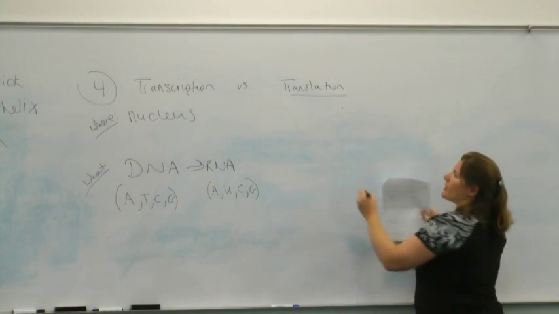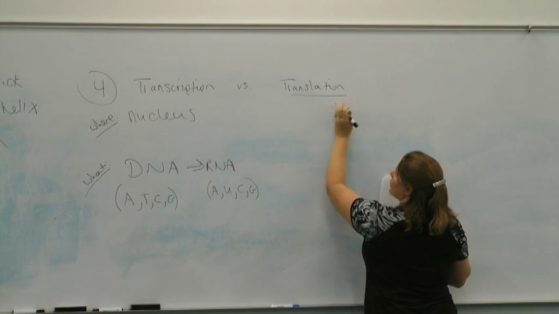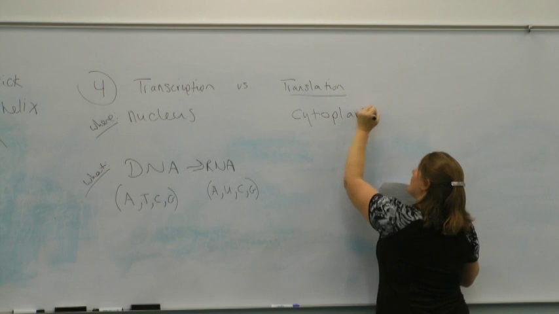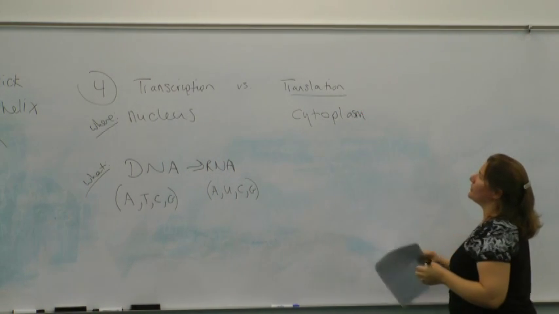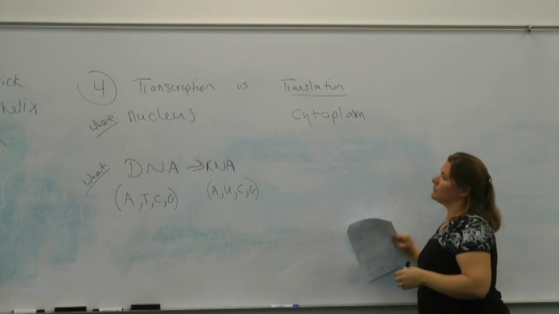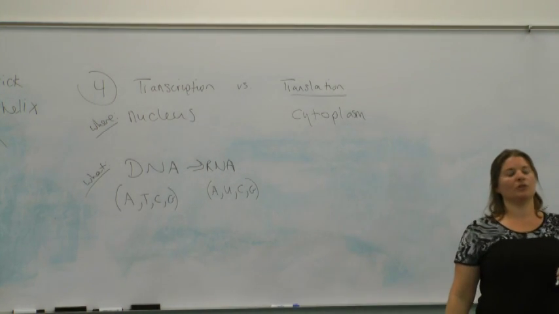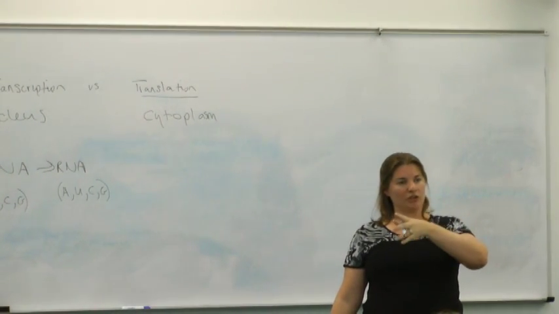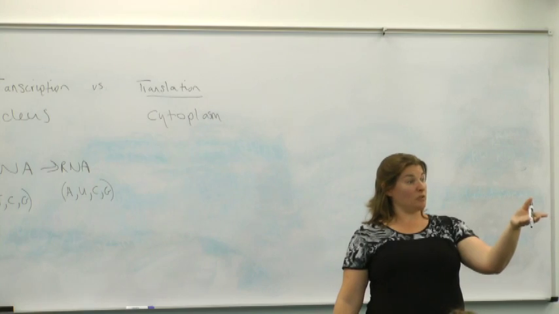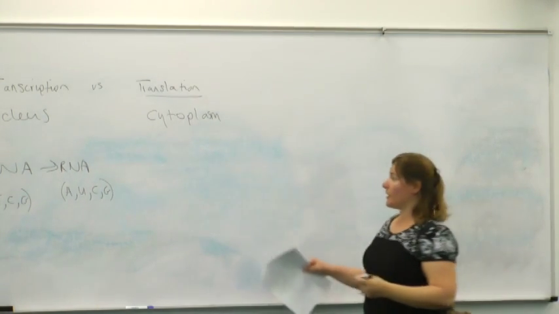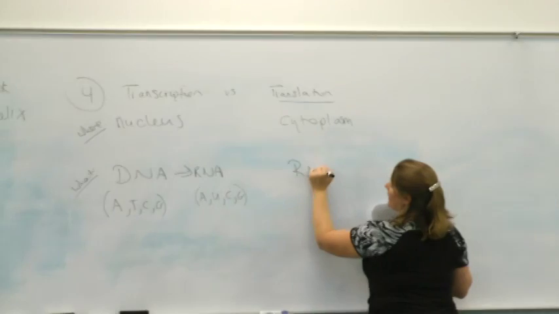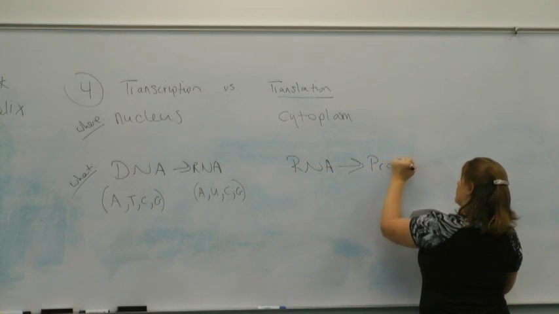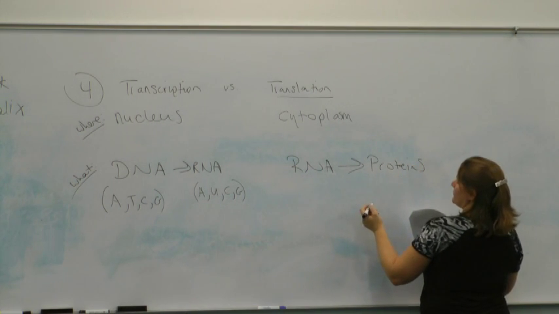And then in translation, where does that happen? Where does translation occur? The cytoplasm. And what happens during translation? Codons pull up, so RNA codons are converted into amino acids, which are the building blocks of proteins. Okay? So what we have here is RNA being converted into proteins. That's the general summary. Okay?